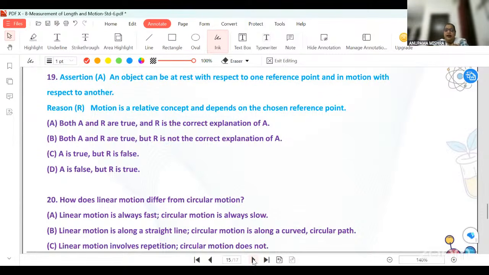Both assertion and reason are true, and R is the correct explanation of A. If you think, you have to answer me. Both assertion and reason are true, but R is not the correct explanation of A.